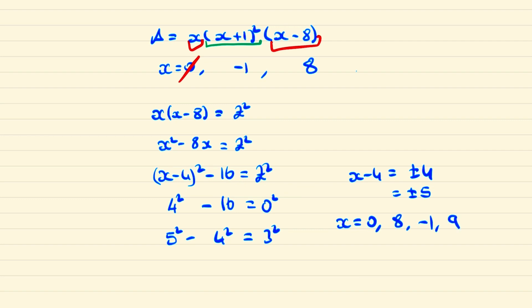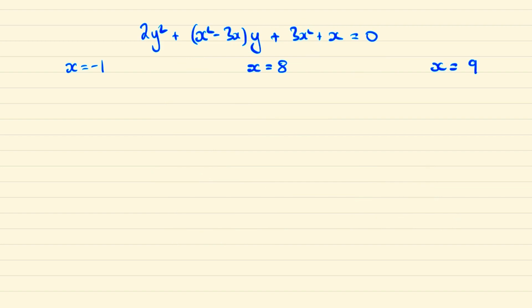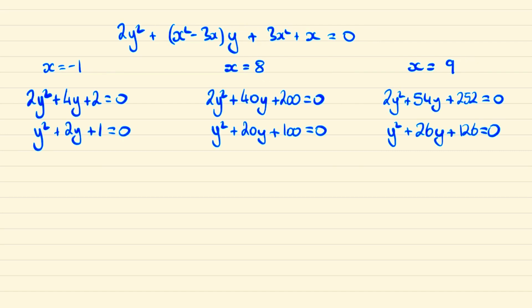So we found a new solution where x is equal to 9. And now we're ready to go back to our quadratic equation in terms of y using the values of x we've just found. So if we sub these all in, then we arrive at the following. And solving the equation when x is equal to minus 1, we find that y is equal to minus 1.